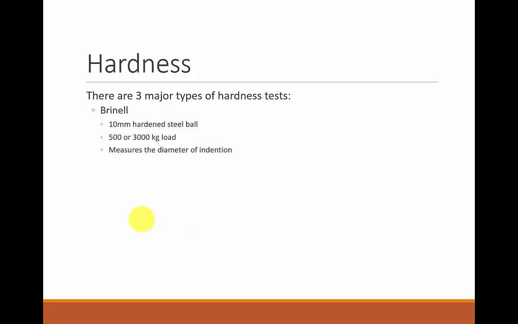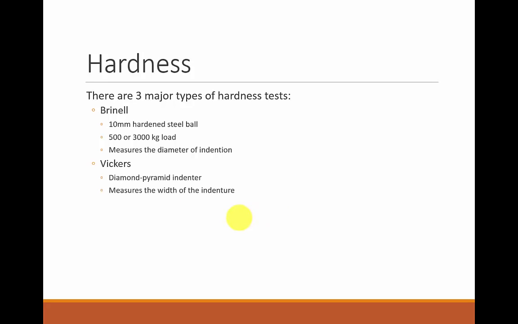And there are three major types of tests. One of them is the Brinell test. That one has a very specific way of testing. You take a 10 millimeter hardened steel ball, and then you apply either a 500 kilogram or a 3,000 kilogram load, depending on the type of test. And then you measure the diameter of how far that steel ball drove into whatever you were loading it. So you take your specimen, you put this hardened 10 millimeter ball on it, you push that ball with 500 or 3,000 kilograms, and then you measure how far in it indented.